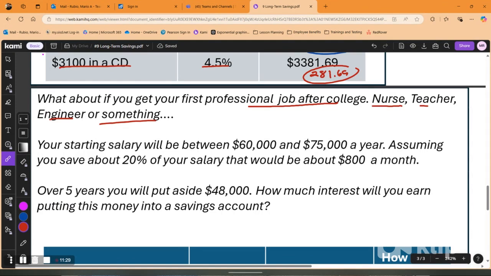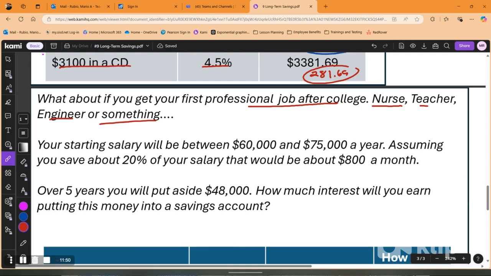With whatever degree you get, most salaries start between 60 and 75,000 a year, depending on what your career is and on some other stuff. But most everybody now is getting about 60 grand a year coming out of college. You can get up to 75, depending on your degree. But assume you save about 20% of your salary. That's what you should be saving.